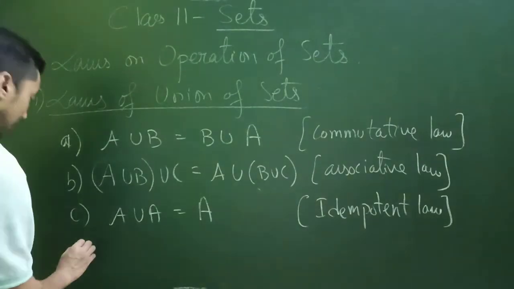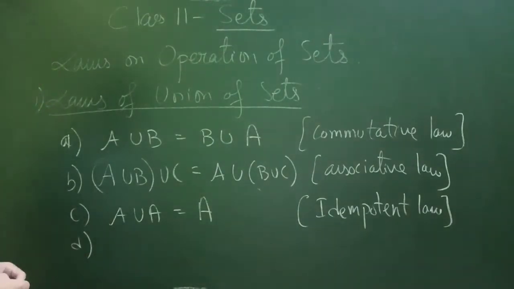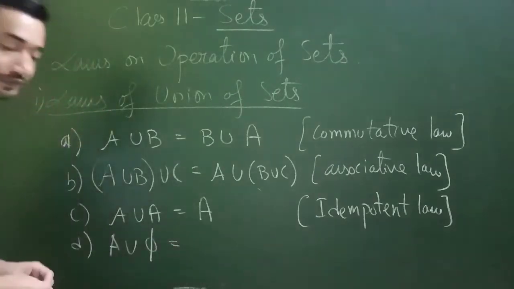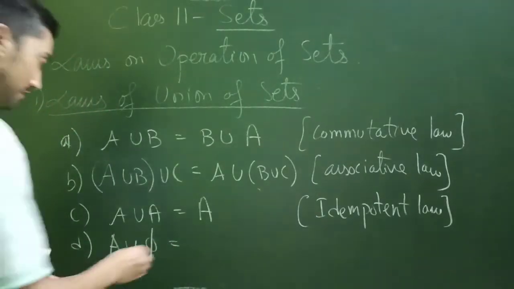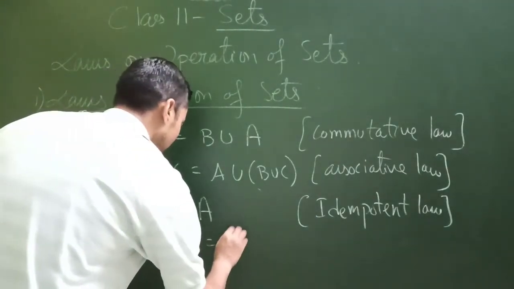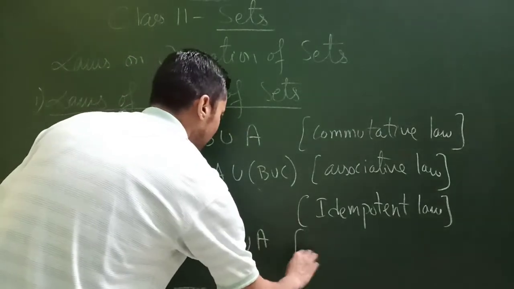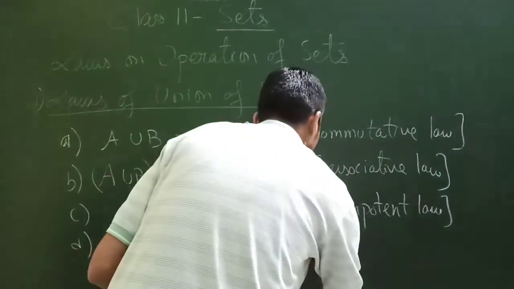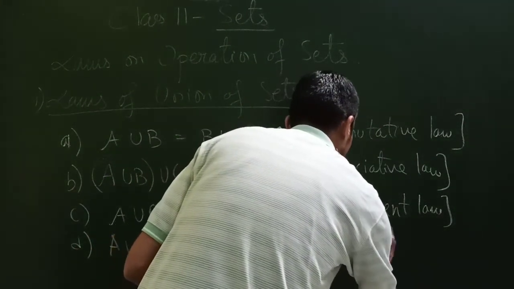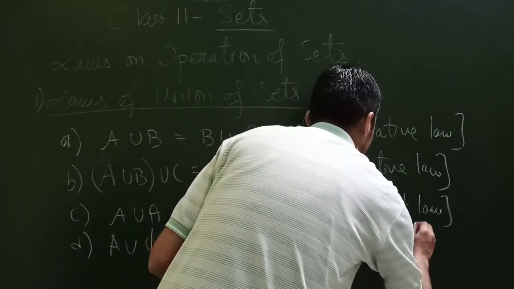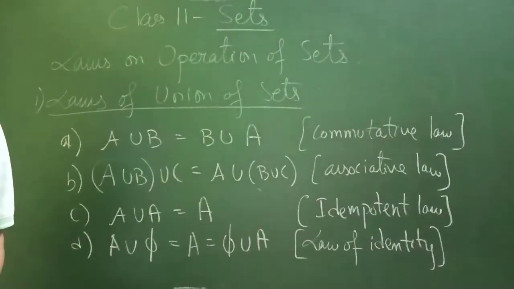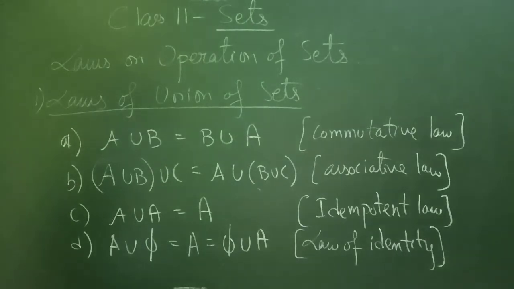Then of course we have number D: A union null set is going to be the same as A, and also null set union A is A. This is called the identity law, the law of identity.